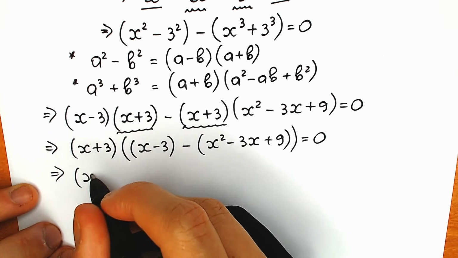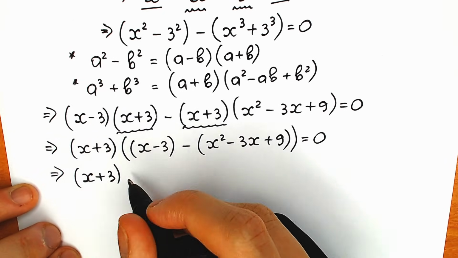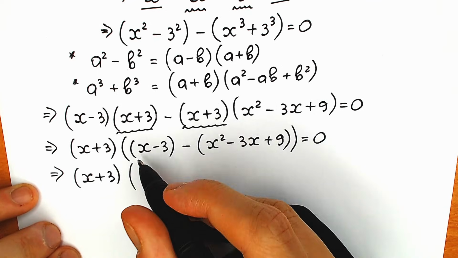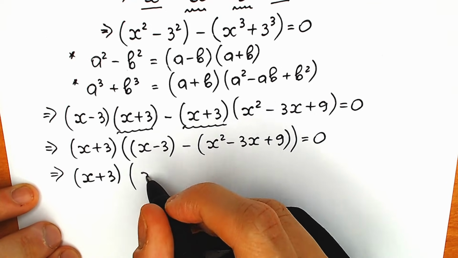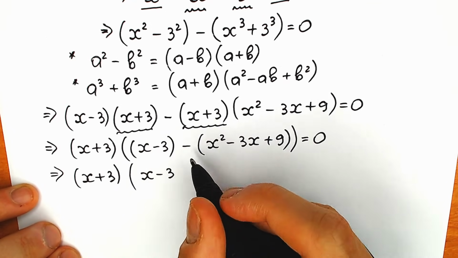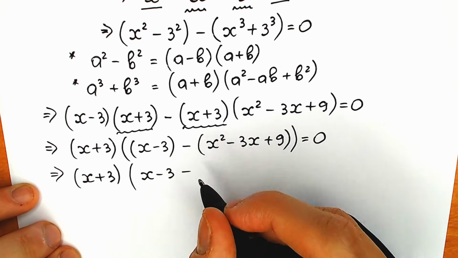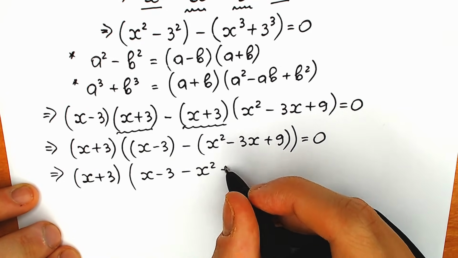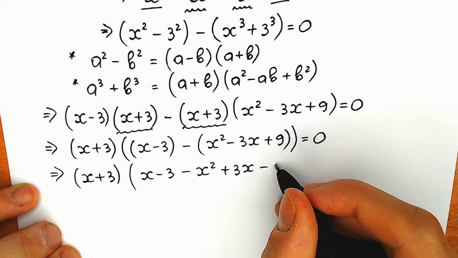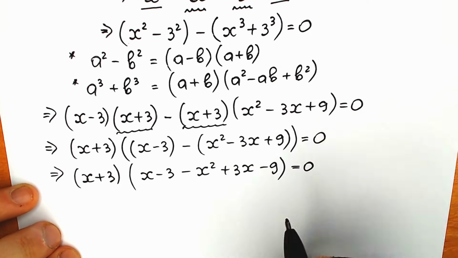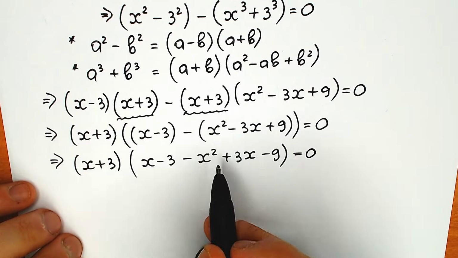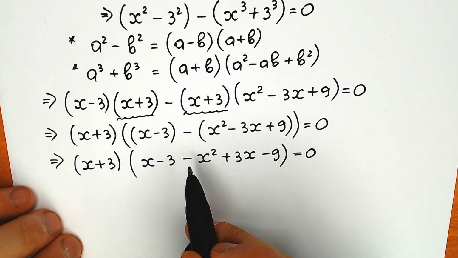So we have x plus 3 from here, and right now a long uncomplicated expression, x minus 3 without parentheses. Right here we need to change all the signs to the opposite one because we have a negative: minus x squared plus 3x minus 9 equal to 0. Really great. And the final step, let's reorder it because we prefer a classic order.